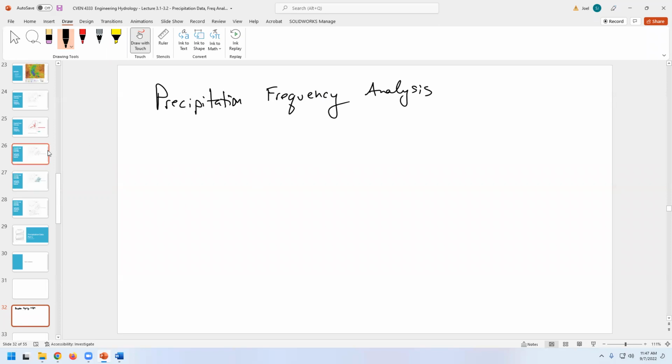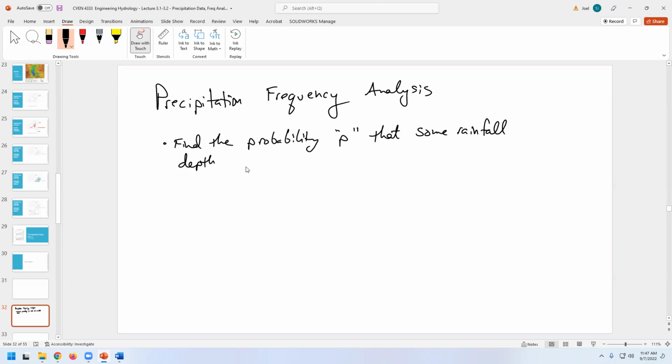What we're trying to do here is find the probability, which we'll say lowercase p, that some rainfall depth will be equaled or exceeded. So we're interested in P and we're interested in this rainfall depth.